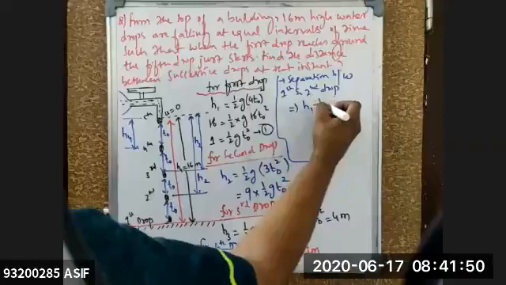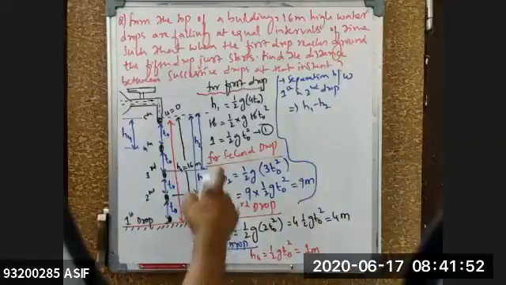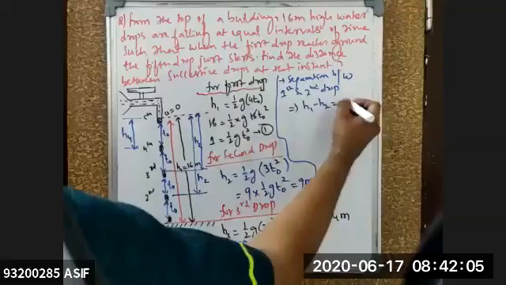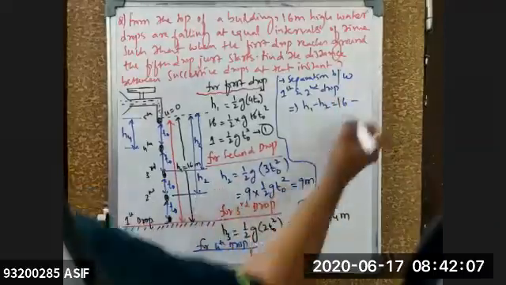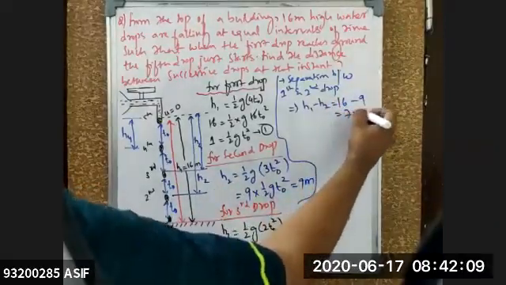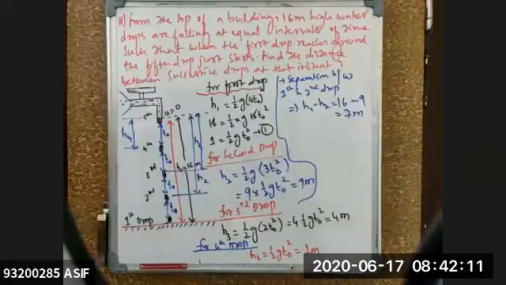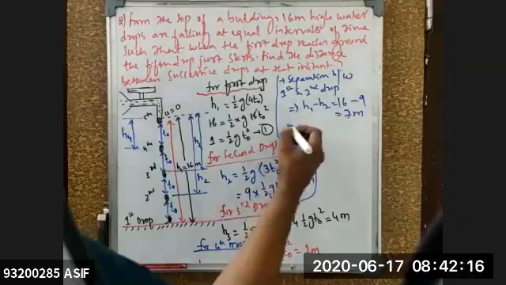H1 minus H2. H1 is how much? 16. Five meters, sir. Why 5 meters, beta? Oh, sorry. 16 minus 9, 7 meters. H1 is already given, no? H1 is given as 16, minus H2 which you got. H2 is nothing but 9. So that will be equal to 7 meters. Got it?